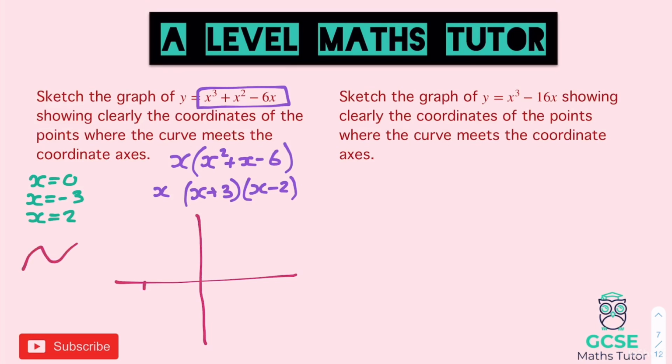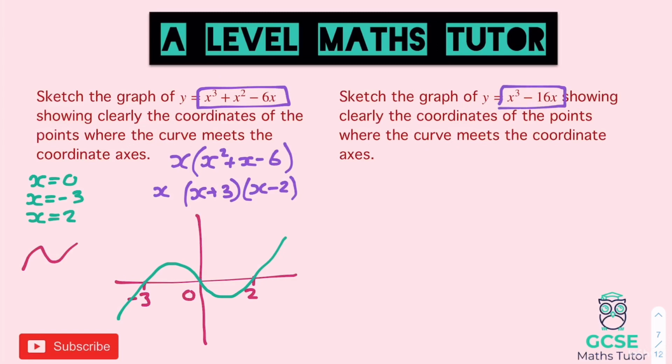We've got -3, we've got 2 and 0, and actually just drawing this quite nice and simply, there we go, up, down and through the 2. And there's your cubic.